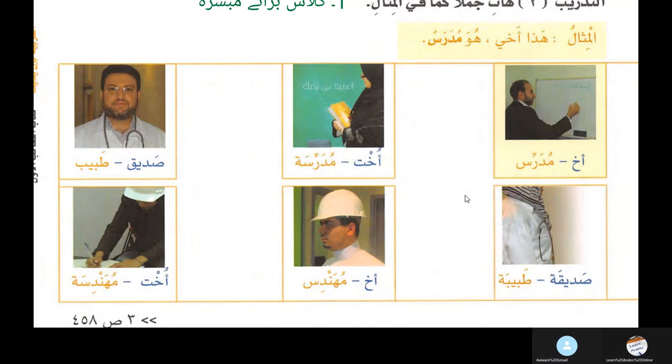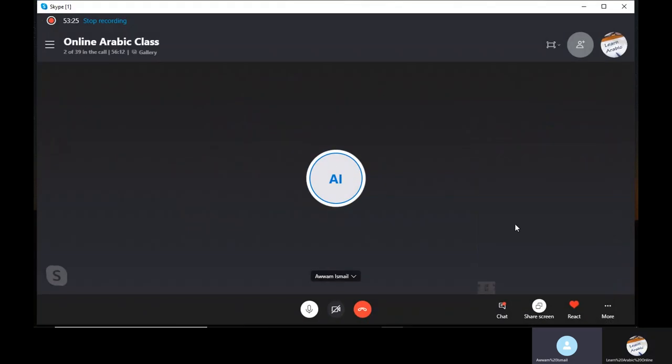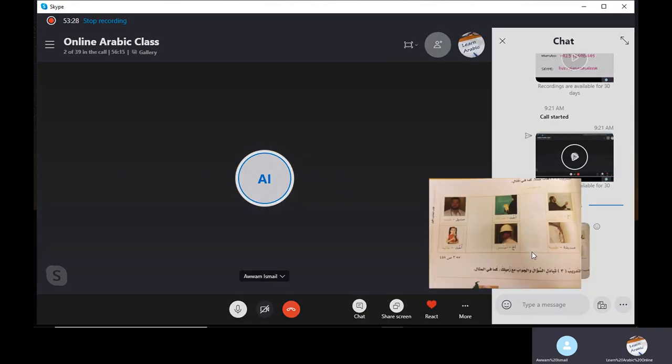Now let me see how to send this picture to you. Okay, I sent you the picture. Where, in WhatsApp or in Skype? On Skype. Okay. I think I sent it to the other participant also, right? I sent it to the online Arabic class. Okay, let me check.